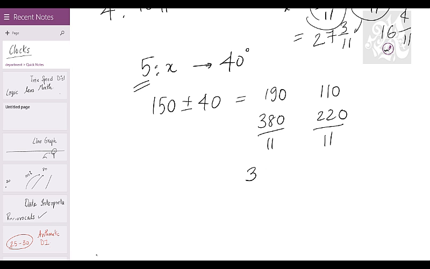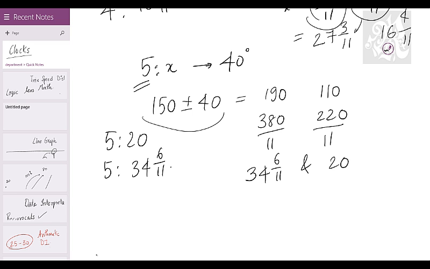34 6 by 11 and 20. 20 minutes, not degrees. So the timings are 5:20 and 5:34 6 by 11. Are we clear? So see, the entire equation can be done in two steps again. You have to just take care of the initial angle, angle required, add and subtract, double and divide by 11. Done.